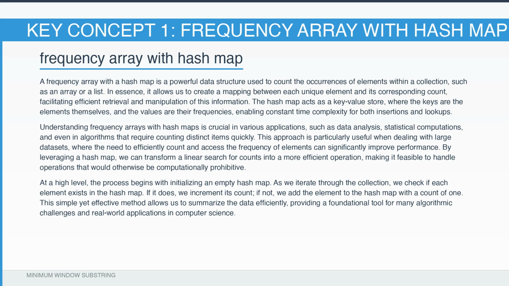For example, when we want to know how many times a certain item appears, we can just look it up in constant time, making our operations much faster compared to searching through the entire collection. To use this method, we start with an empty hash map. As we go through each element in our collection, we check if it's already in the hash map. If it is, we increase its count. If not, we add it with a count of 1. This straightforward process not only summarizes our data quickly, but also lays the groundwork for solving many algorithmic problems, especially in data analysis and statistics.